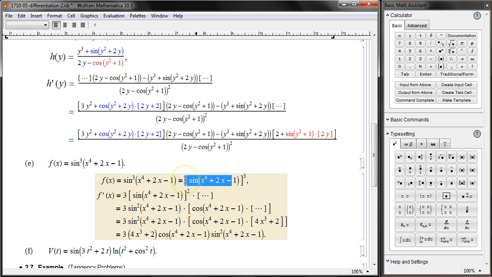Once you have this power form, the problem is much easier from this point on, but still not easy because you have to use the chain rule twice. Outer function, second power, and then the derivative of this sine of something, cosine, and finally the derivative of the inside.